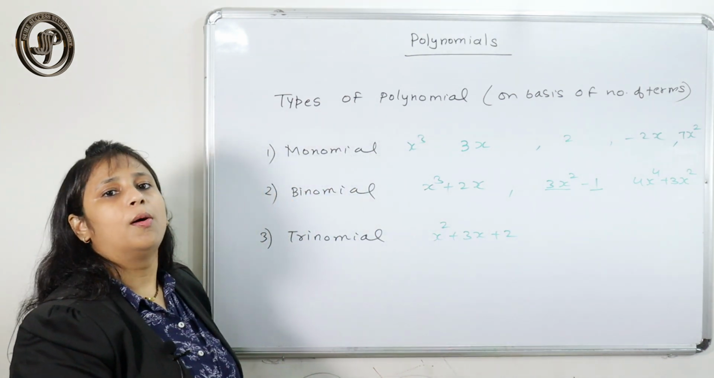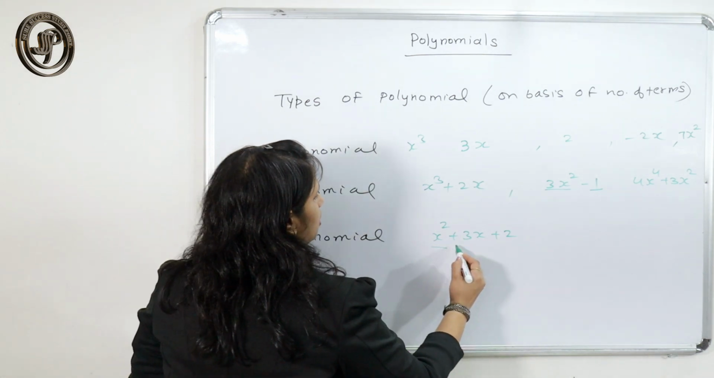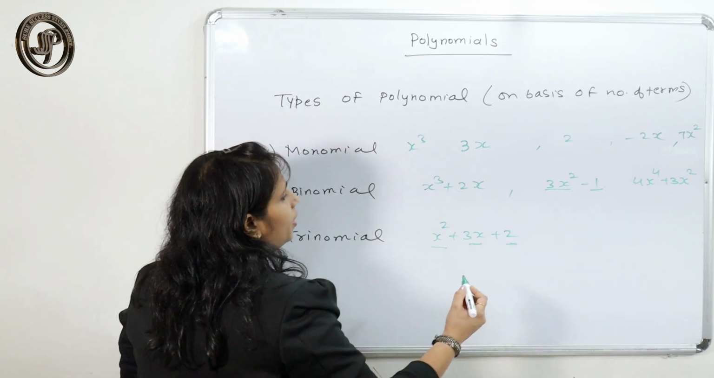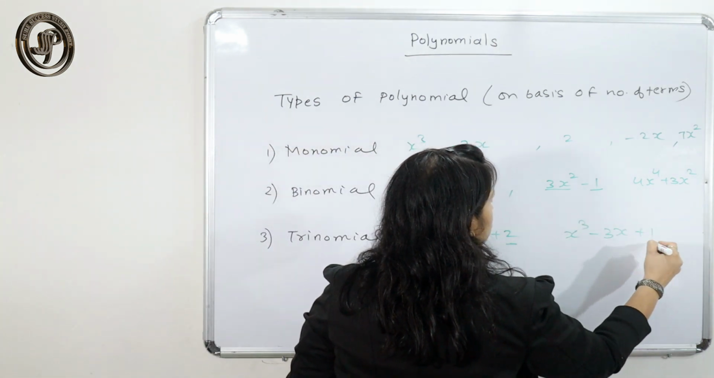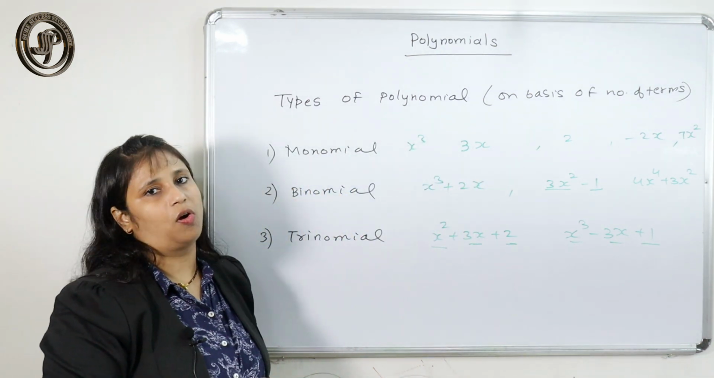What is a trinomial? If the polynomial has three terms, then it is called a trinomial. If I write x cube minus 3x plus 1, it has three terms, so it is called a trinomial.